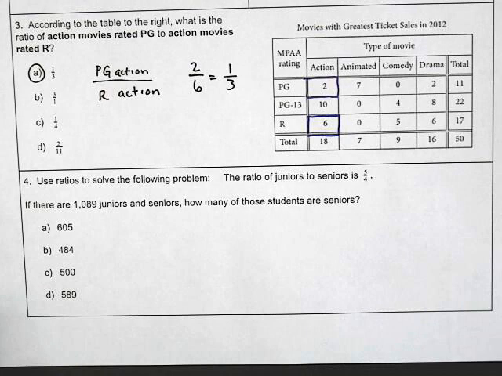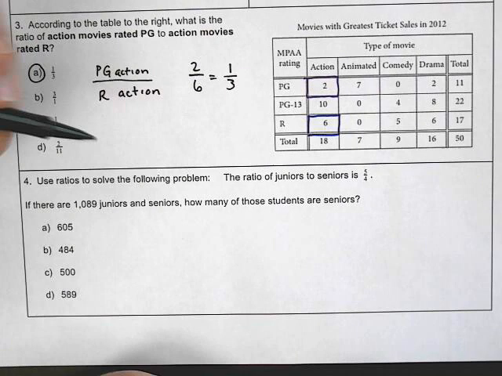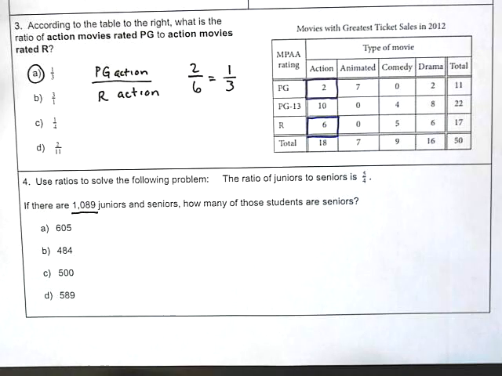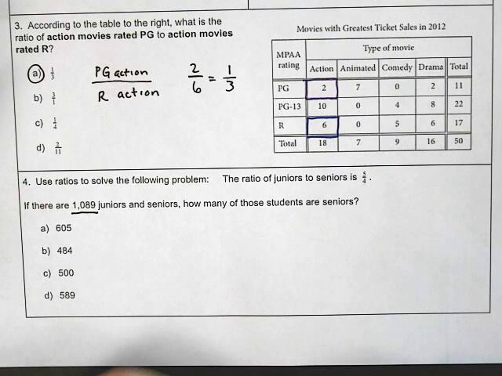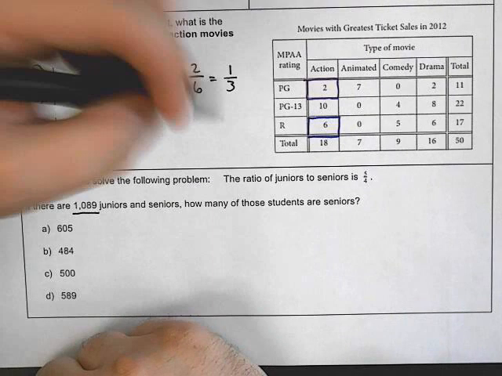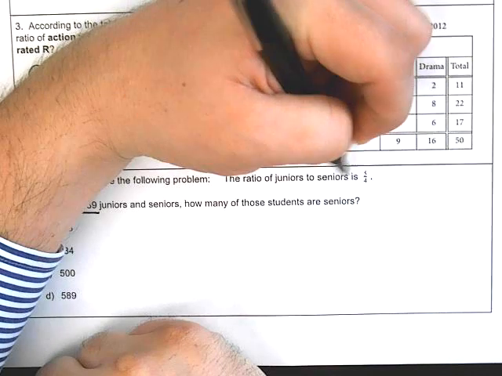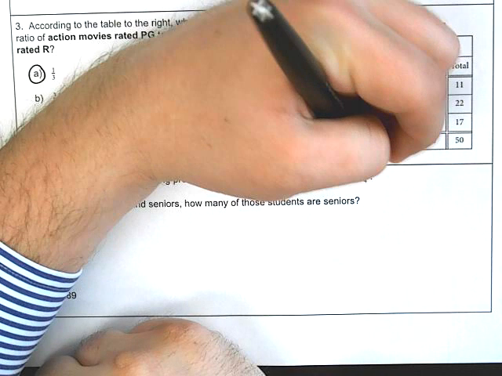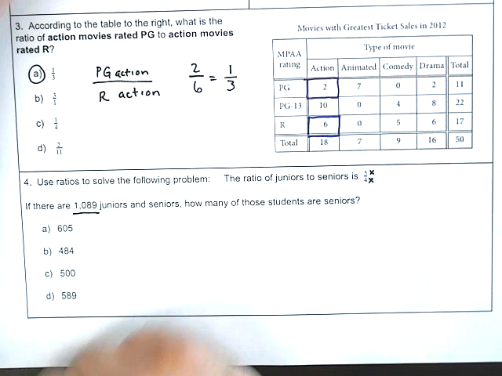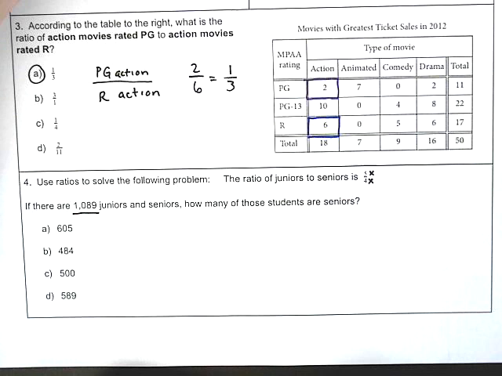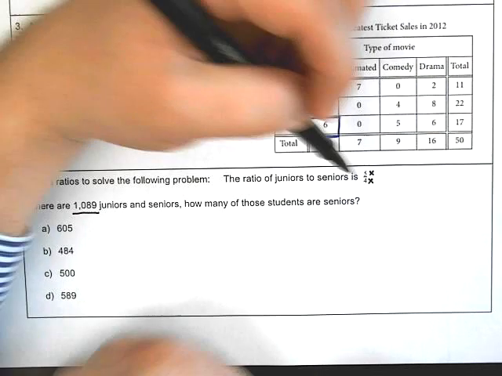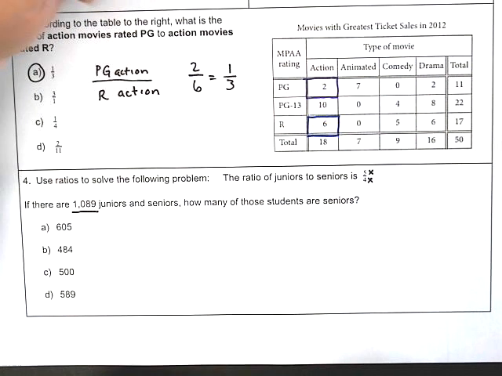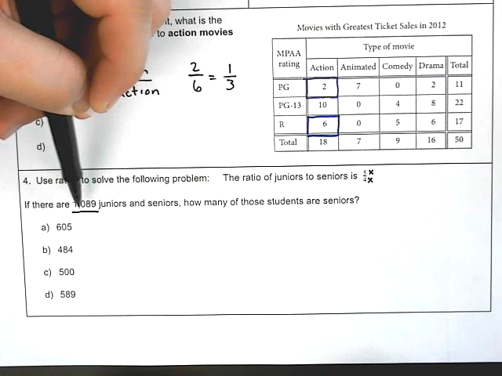So one thing that I do is if I know in total there are 1,089 juniors and seniors, well, what I do is I say there has to be some ratio, 5 to 4. Well, then I'm going to say that there are 5x and 4x juniors and seniors, right? I have to multiply both the 5 and the 4 by some number, and then in total there has to be 1,089.